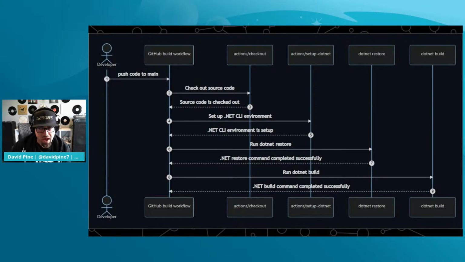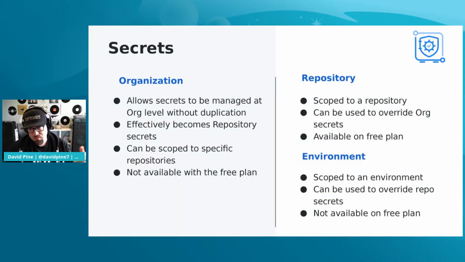So it's going to do actions checkout. Then, if that's successful, it's going to set up .NET, and then it's going to do a .NET restore, and then a .NET build. So that's just one example of a workflow composition.